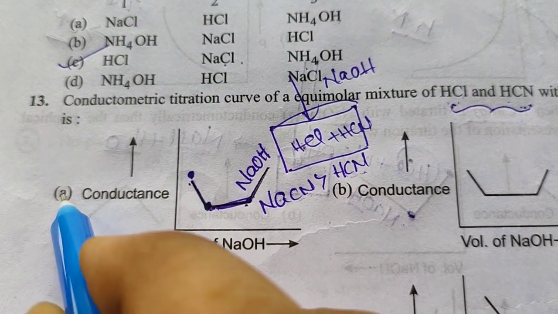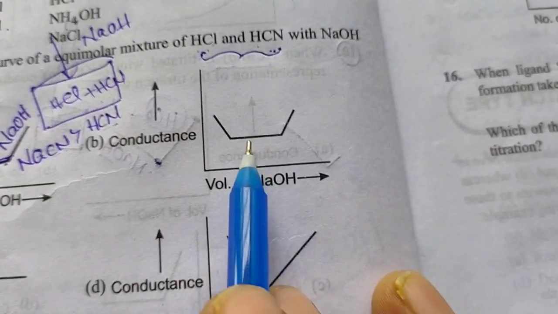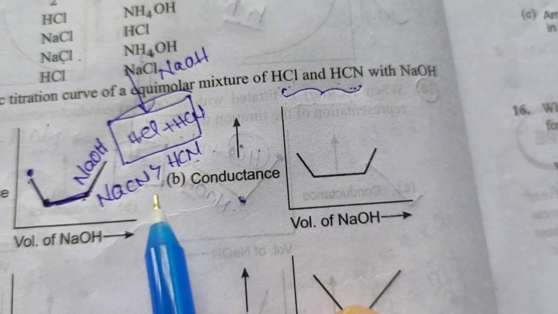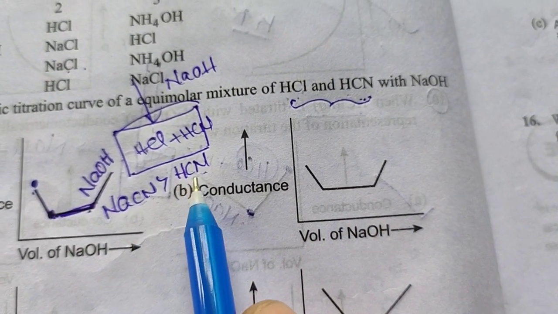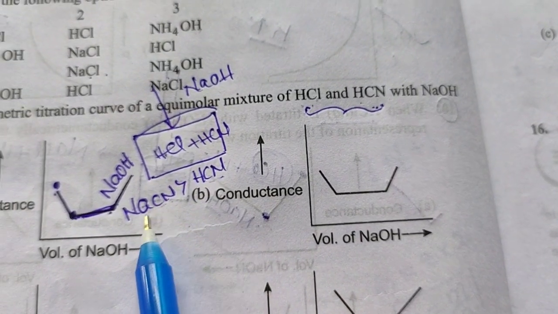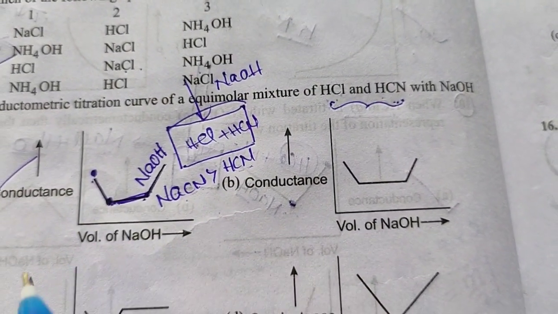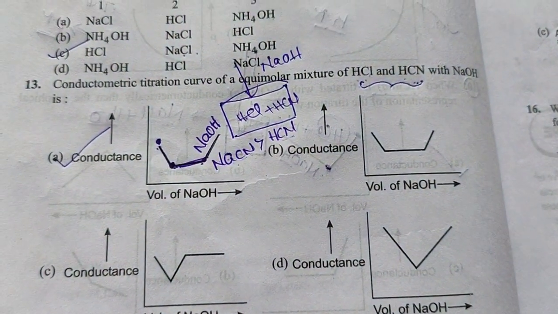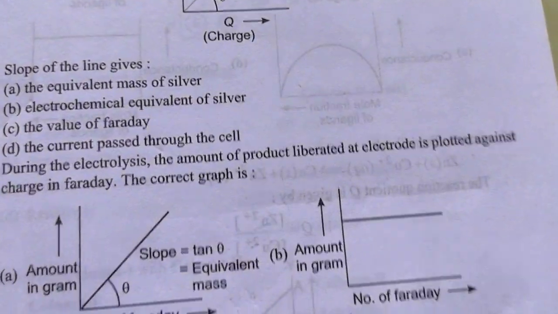So the graph indicates this. In the second graph it is almost constant, not constant. Here HCN and NaCN conductance is more. So the first one is the correct answer when compared to the remaining graphs. So next, a very, very important graph.